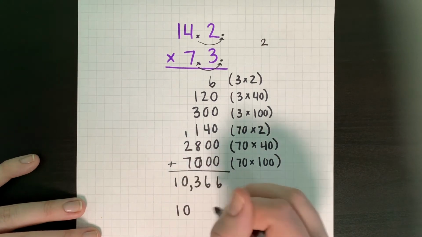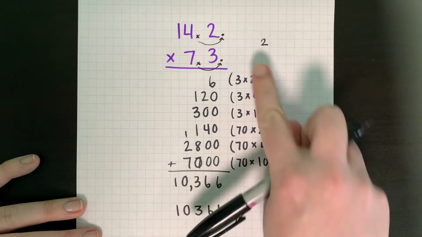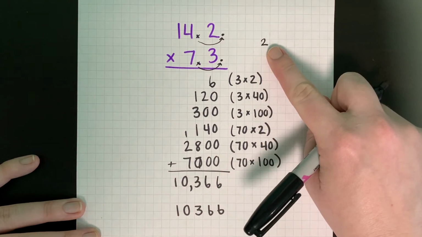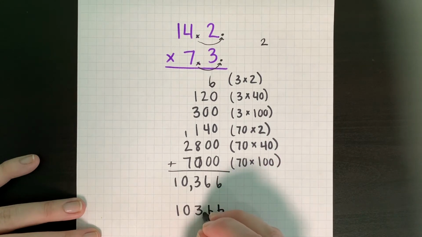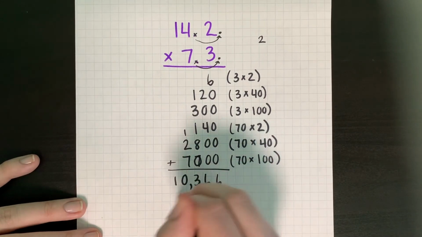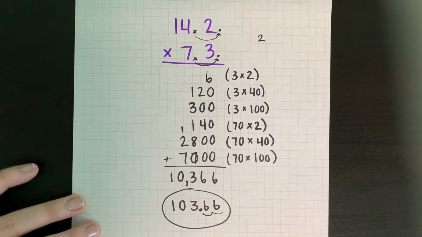So I'm going to rewrite this number with no comma. And I need to add back in 2 decimal places. So I'm going to go 1, 2, add my decimal there, and my answer is 103.66. Okay, so hopefully this is starting to make sense. We're going to do one more practice problem.